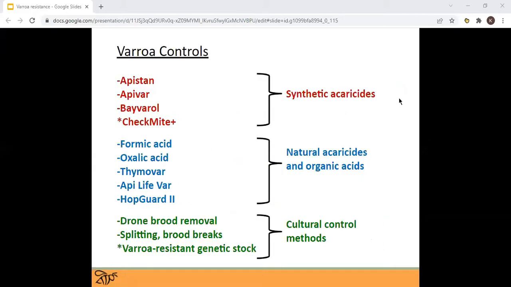So in Dan's presentation, he covered two of the three categories of Varroa control. Dan talked about synthetic acaricides, as well as natural acaricides and organic acids. The last category here in the green writing is cultural control methods, and that's what I'm going to be talking about today with a special focus on Varroa resistant genetic stock.